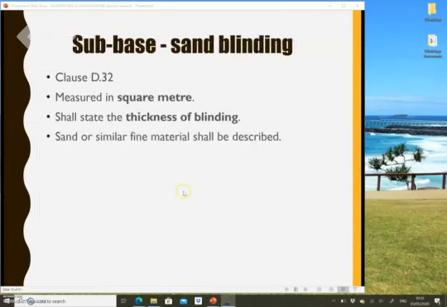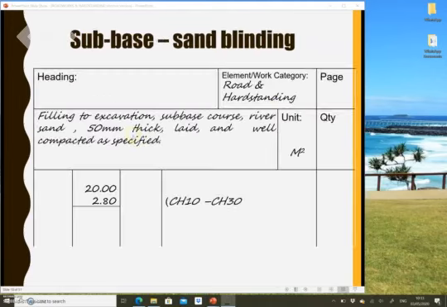Subbase, sand blinding, you can refer to section D as well. If it's using sand blinding, it should be measured in meter square, D32. Let's look at your SMM. It says that blinding with sands and similar fine material shall be described and given in square meter. You need to state the thickness of the blinding and the material as well. So let's look at this. This is the work that you want to do.